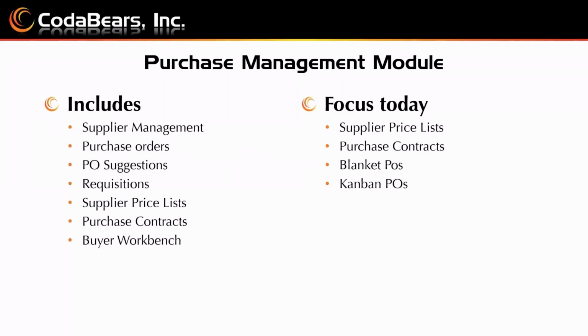There's also the requisition management for users that want to electronically request material from a supplier to a job or for miscellaneous items needed around the shop floor. Supplier price lists are included in there, where you can purchase the same product from multiple suppliers with different prices. Purchase contracts and Buyer Workbench are also included. Today, we're going to focus on the supplier price list, purchase contracts, blanket POs, and Kanban POs.